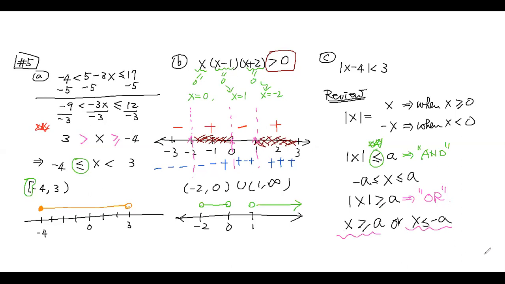Okay, now let's take a look at part C here. Part C, I have |x minus 4| less than 3. Because this is less than, what condition did we say? This is and. So how do we break it? Just like we said, you need x minus 4 less than 3 and greater than negative 3. It's in between these two, so you put an and. Now we can solve it.